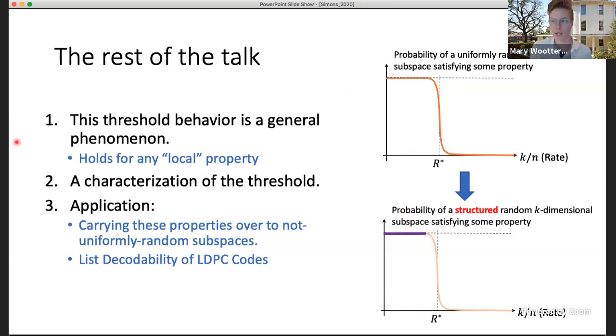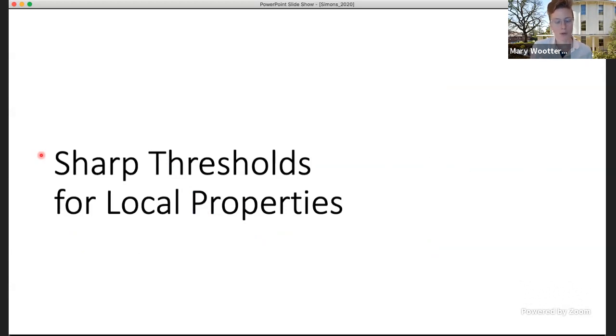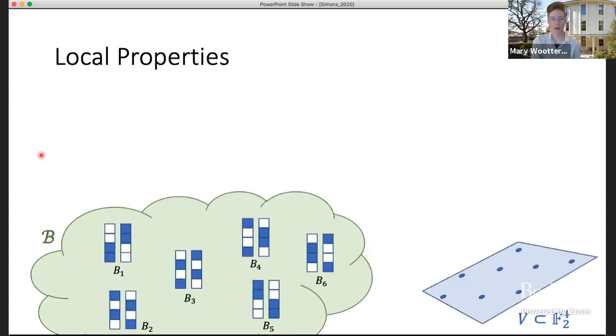Okay, so that's the outline. Let me get started with sharp thresholds for local properties. What do I mean by a local property, and what is this threshold theorem? Okay, so what is a local property?